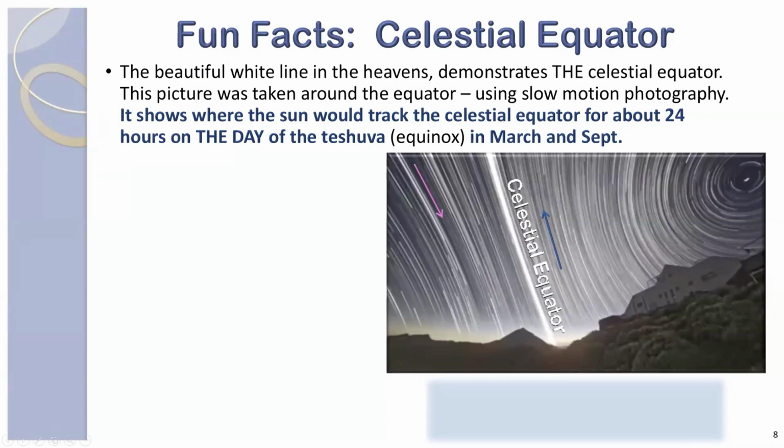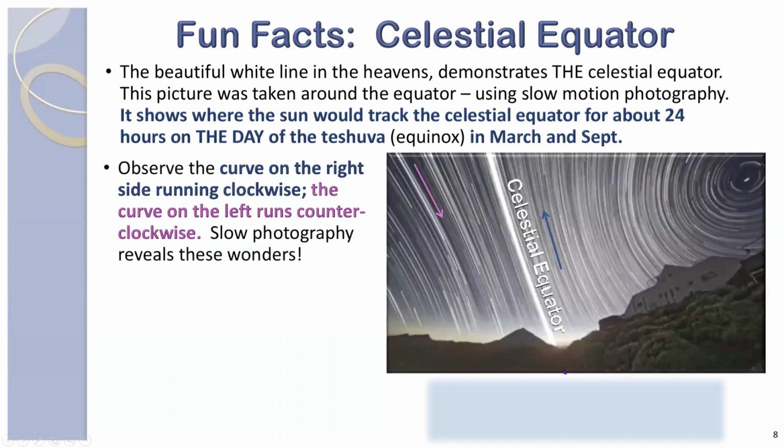So we're just going to do a little bit of a review here on these fun facts of the celestial equator. That beautiful white line in the heavens, right there, demonstrates the celestial equator. And as Nathaniel already mentioned, this picture was taken around the equator somewhere using slow motion photography, and it shows where the sun would track the celestial equator for about 24 to 48 hours on the day of the Teshuva in March and September. Okay, so I do have 24 hours here, but we're going to challenge that at the end of the presentation with Nathaniel, so keep that in mind.